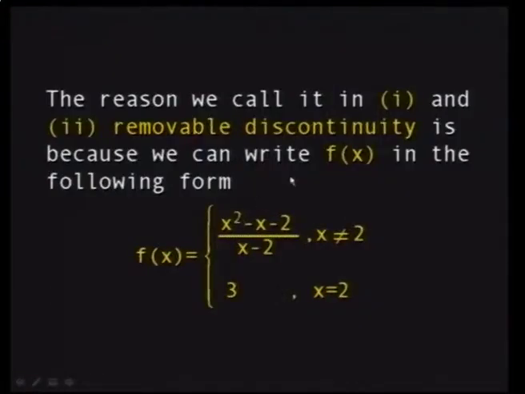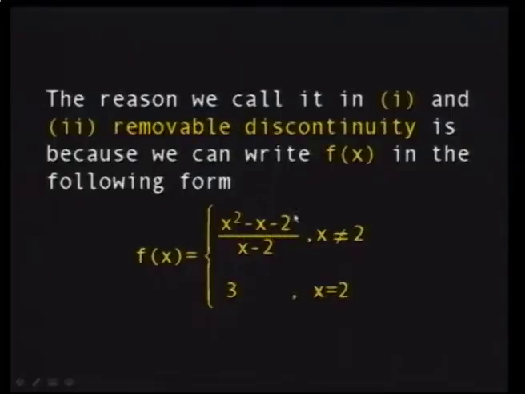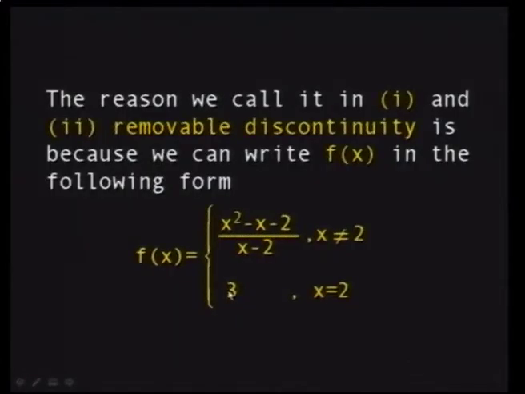Now, the reason why we call 1 and 2 removable discontinuity, as I said, is because you can cure this discontinuity. You can shape the function in a different way. This was the function. The first one was x squared minus x minus 2 divided by x minus 2, which we said is not defined at x equal to 2. That's the first one. The second one had the value 5 at x equal to 2.